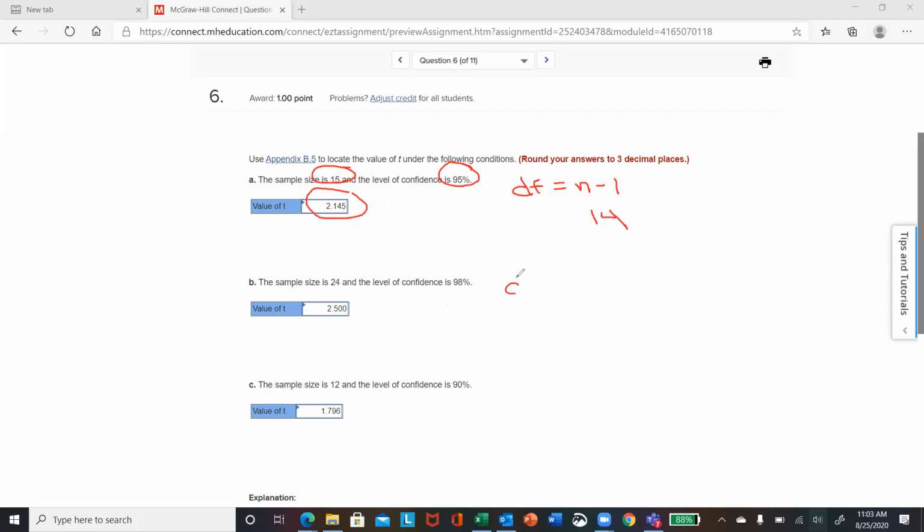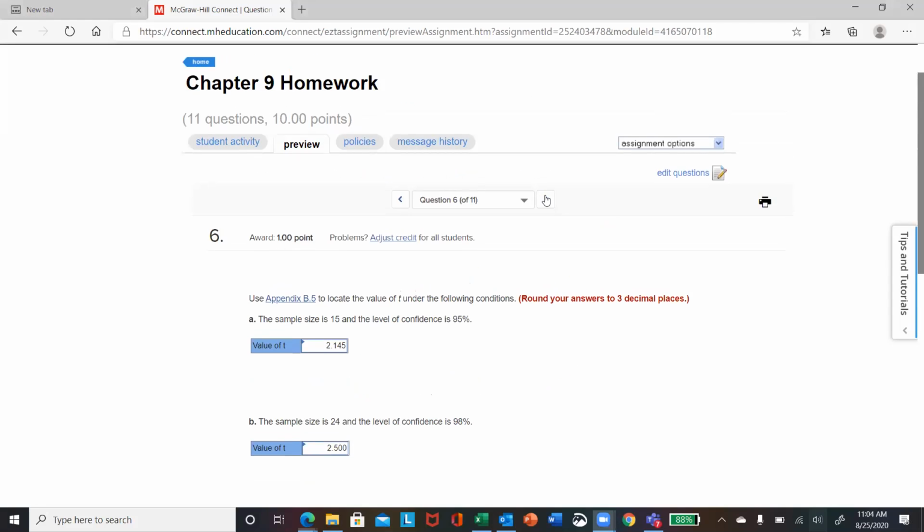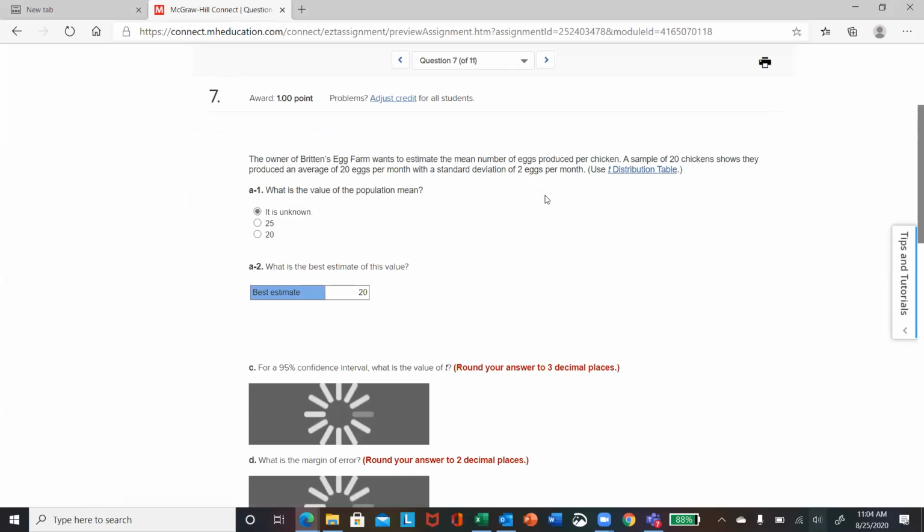On part B, your degree of freedom looks like it would be 23. Find the column that says 98%, and you should be able to find that 2.5. And then the last one, with a sample size of 12, will be a degree of freedom of 11, n minus 1, and then find the column for 90%, and you should be able to find that number in your table. Very similar to problem number 5. So with 5 and 6, we're primarily just practicing using the table. Now let's go to 7.